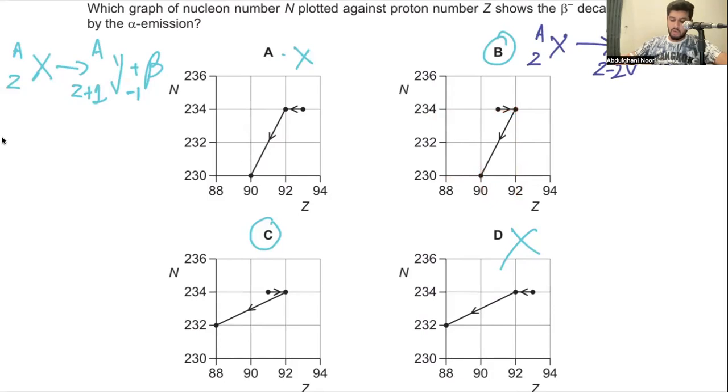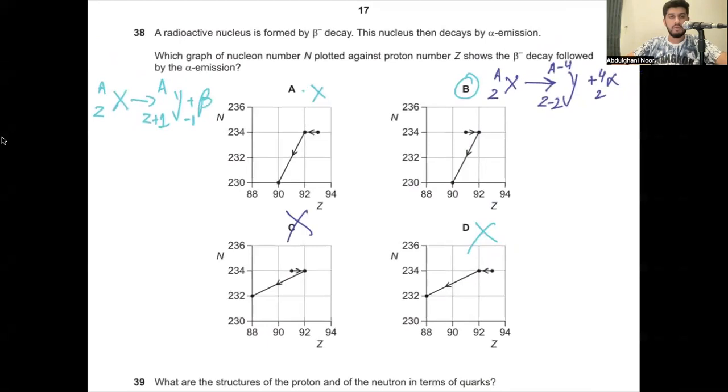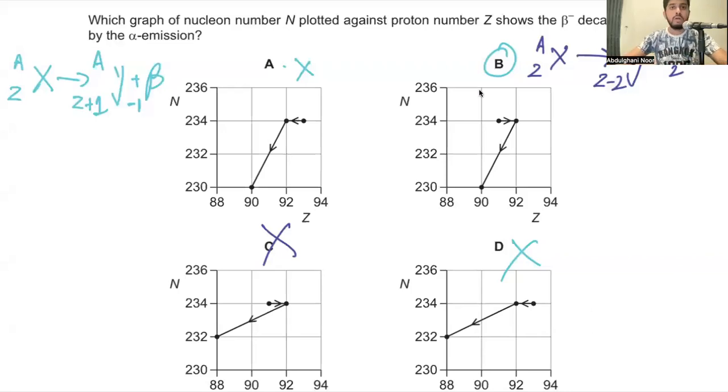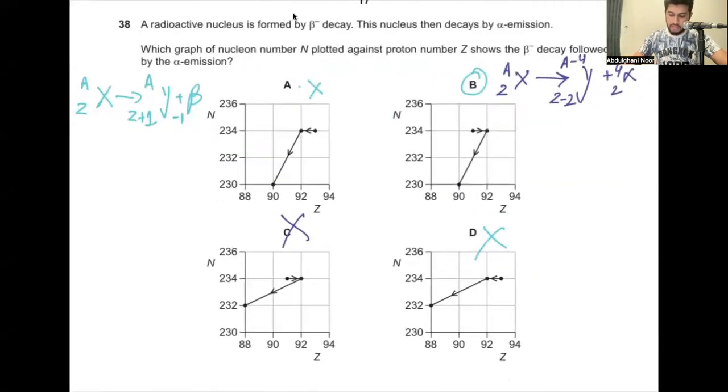Have a look at C. न्यूक्लियन नंबर इन्होंने 2 से कम किया और प्रोटॉन नंबर इन्होंने 4 से कम कर दिया. They basically flipped it, which is not the case. So the answer is B. So the answer to 38 is B.